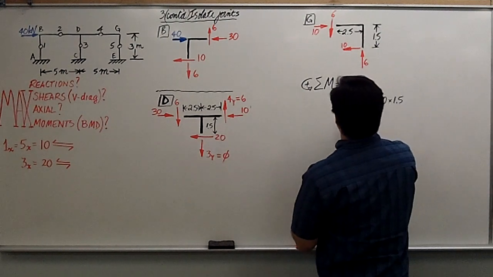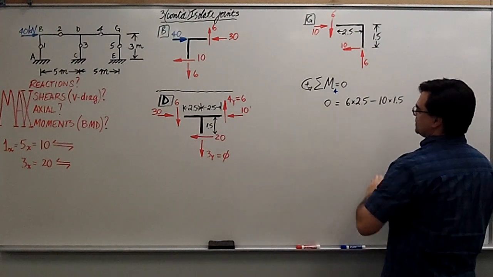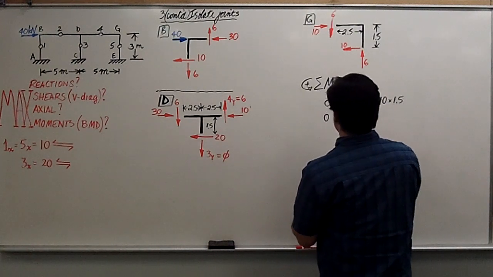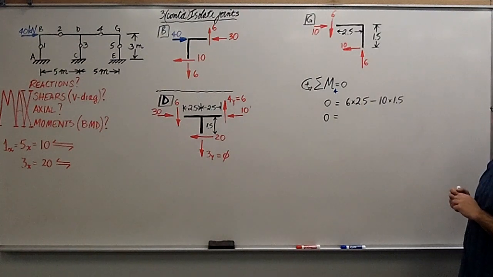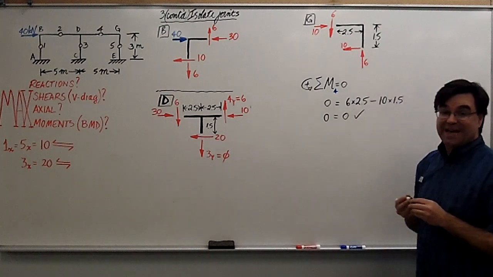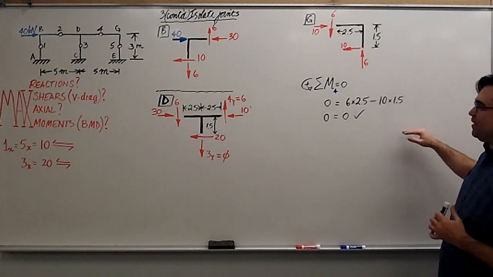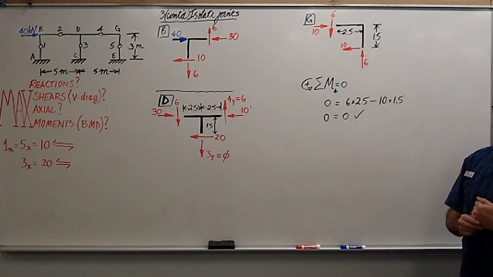Okay? And again, this is 0, right? Because we want the sum of the moments equals 0. What do we get when we do that? We get 0. So that gives me confidence that so far, for the top story, for the roof, I've done things correctly.